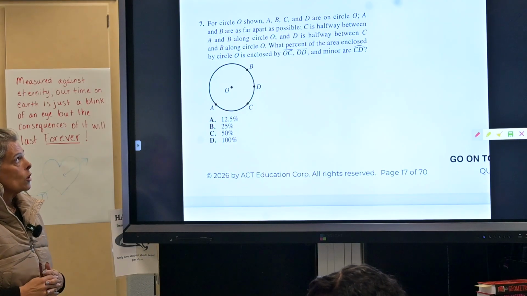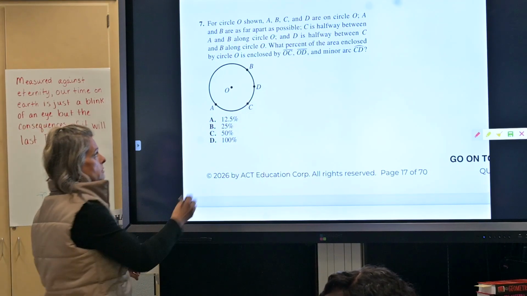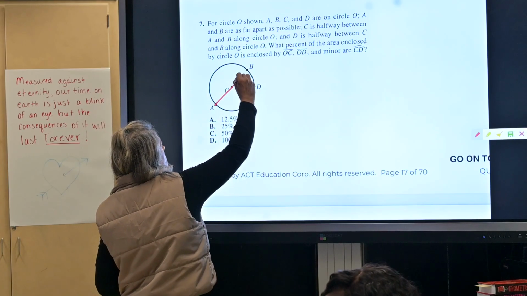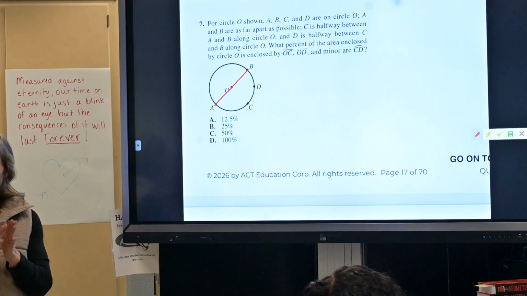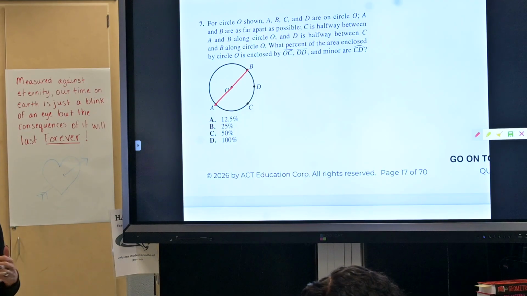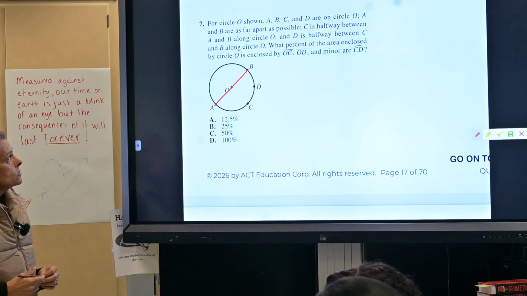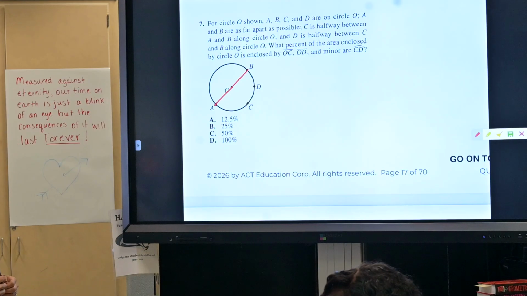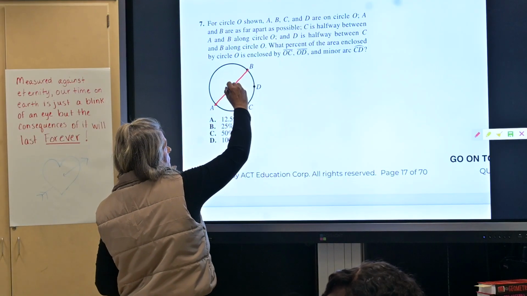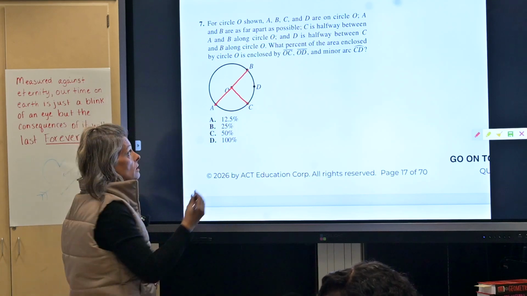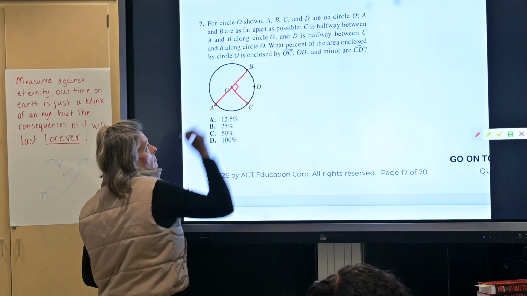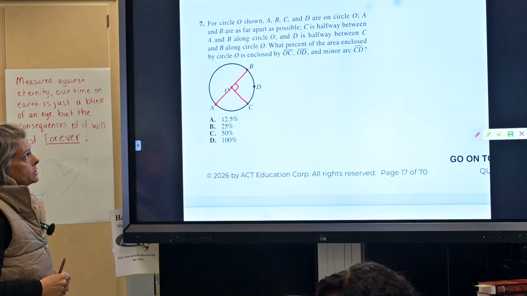A and B are as far apart as possible, okay? So as far apart as possible, that's your diameter, or 180 degrees. Okay, that's as far apart as you can possibly get on a circle is 180 degrees. So then it says C is halfway between A and B. So if A and B is 180 and C is halfway, what kind of an angle did I just make? A 90-degree angle. Okay, so that's 90 degrees right there.